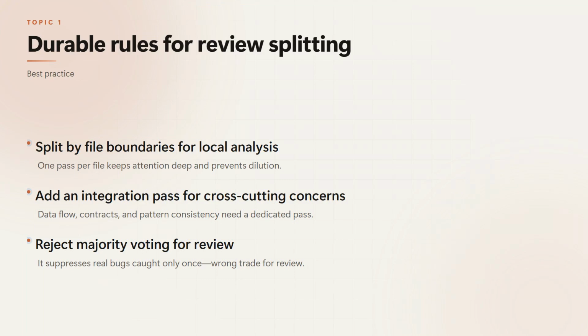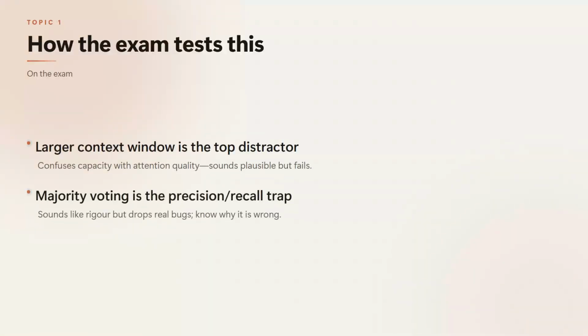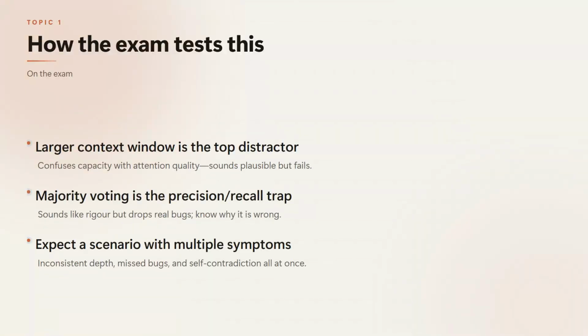On the exam, the most common distractor is moving to a model with a larger context window. It sounds reasonable because you are giving the model more room, but it confuses capacity with attention quality. The dilution still happens. The trap is majority voting. It sounds like rigor, but the exam treats it as a precision/recall trade made in the wrong direction.